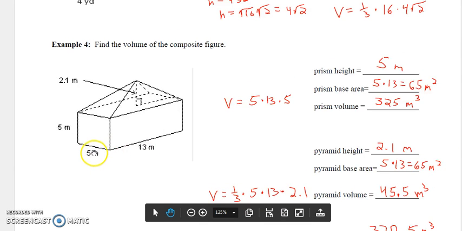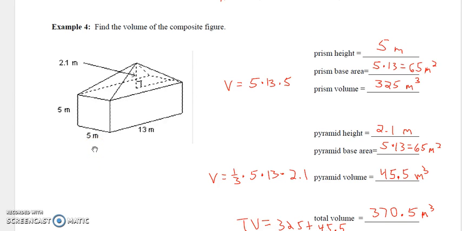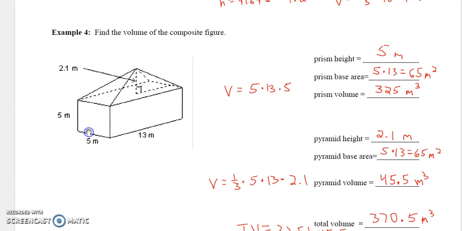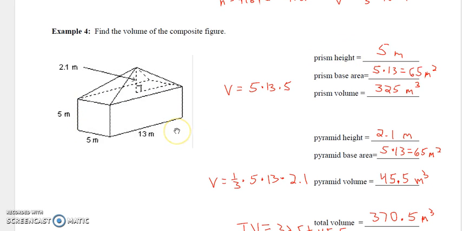Now, this is another composite figure. What we have on the bottom is a rectangular prism, and on top of that is a rectangular pyramid. So let's do the prism first. I'm doing this part here and this part here, ceiling and the floor, as the bases of my prism. Remember, a prism has 2 bases. So the height of the prism is going to be the distance between the ceiling and the floor, between the 2 bases. So that's this right here, this 5. This 5 is my height.